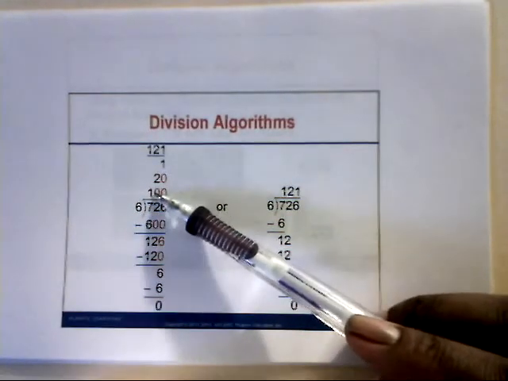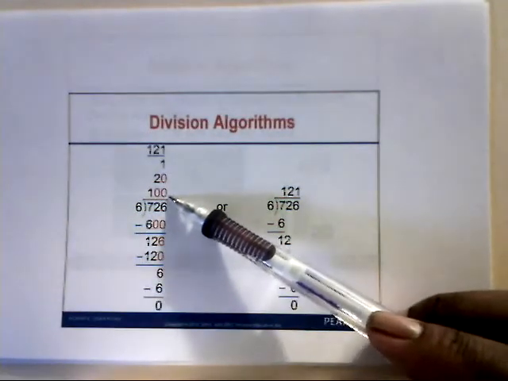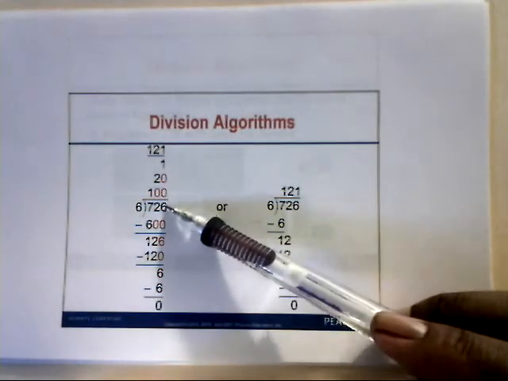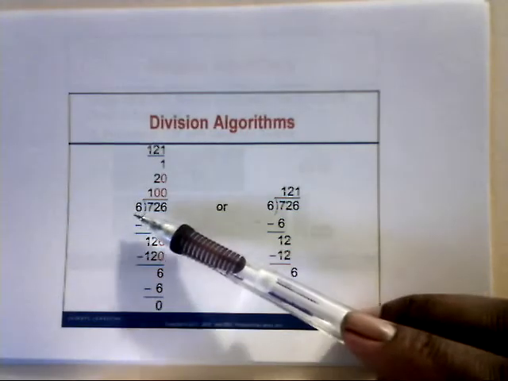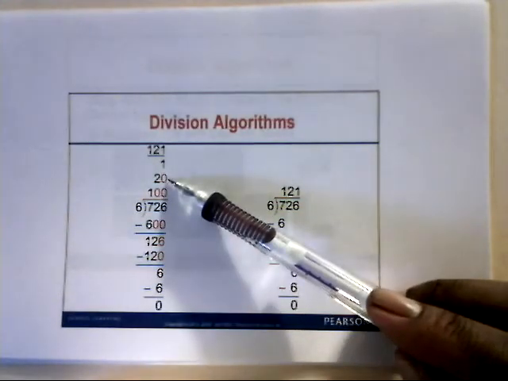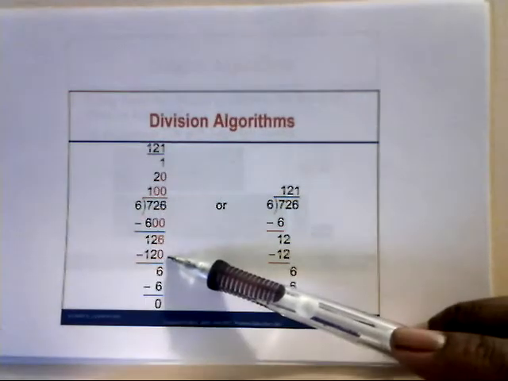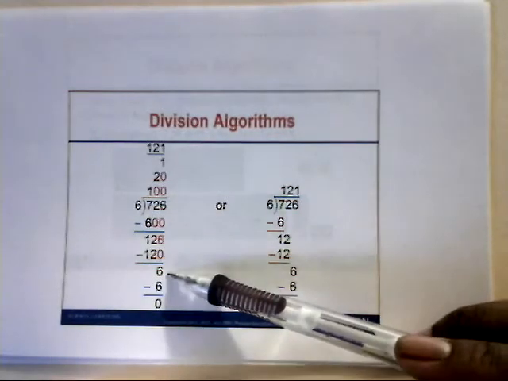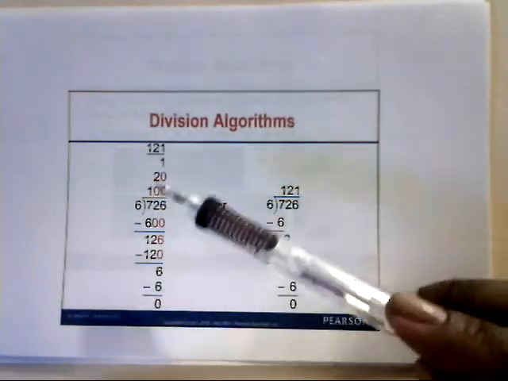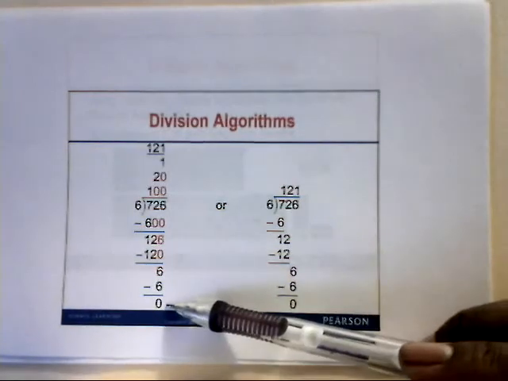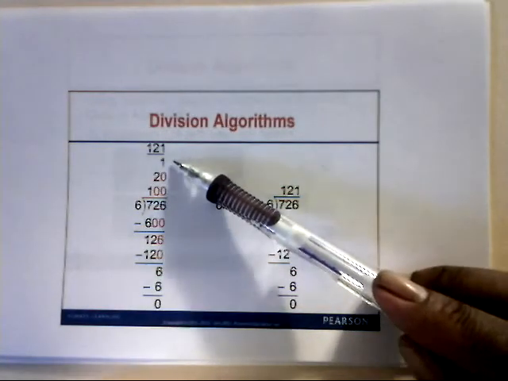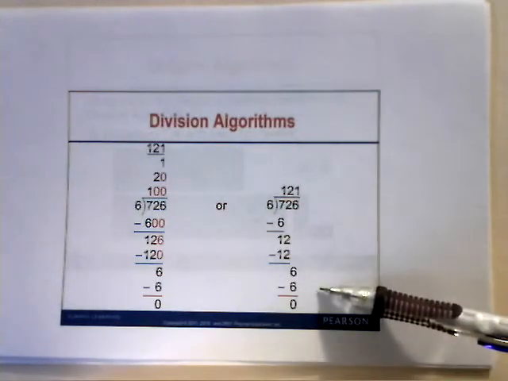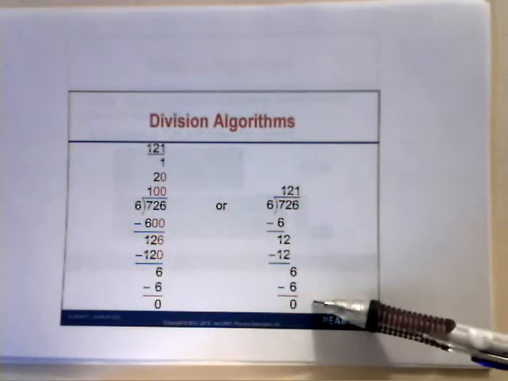6 goes into 7 1 time, which is going to be a 1 here, so that represents 100. 100 times 6 will be 600. Subtract 600 from 726, you'll get 126. Then divide 6 into 126, that's going to go 20 times. 20 times 6 is 120. 120 from 126 will give you 6, and then 6 into 6 will go 1 time. 1 times 6 is 6. 6 from 6 will give you 0. Add 120 and 1 will give you 121. Or the short way of doing it, as most people have been doing it, would be this way.